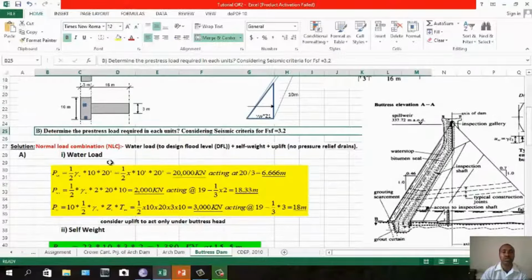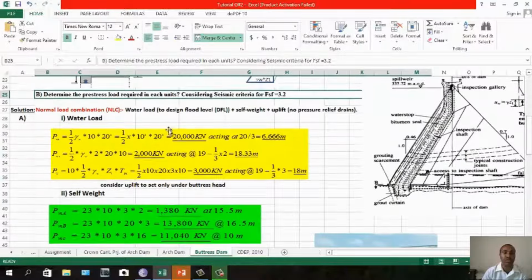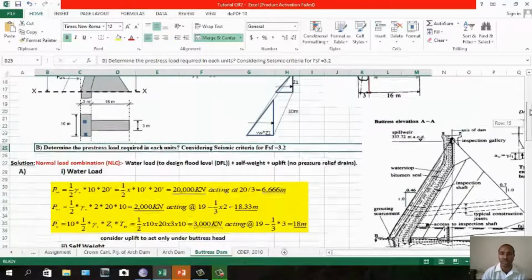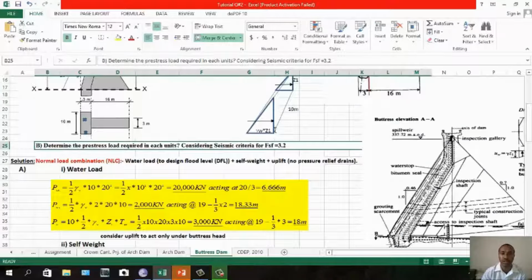So let us see the solution. Normal combination, NLC: water load to the design flood level, DFL, and also self weight and uplift pressure, which is no pressure relief. So there is no uplift pressure, or uplift is insignificant, so no drainage gallery. So I think you can see now, this is the hydrostatic pressure, the first one. Since it is a triangular portion, you can see the triangular portion, Z1 and gamma W Z1. This is the distribution of hydrostatic pressure.